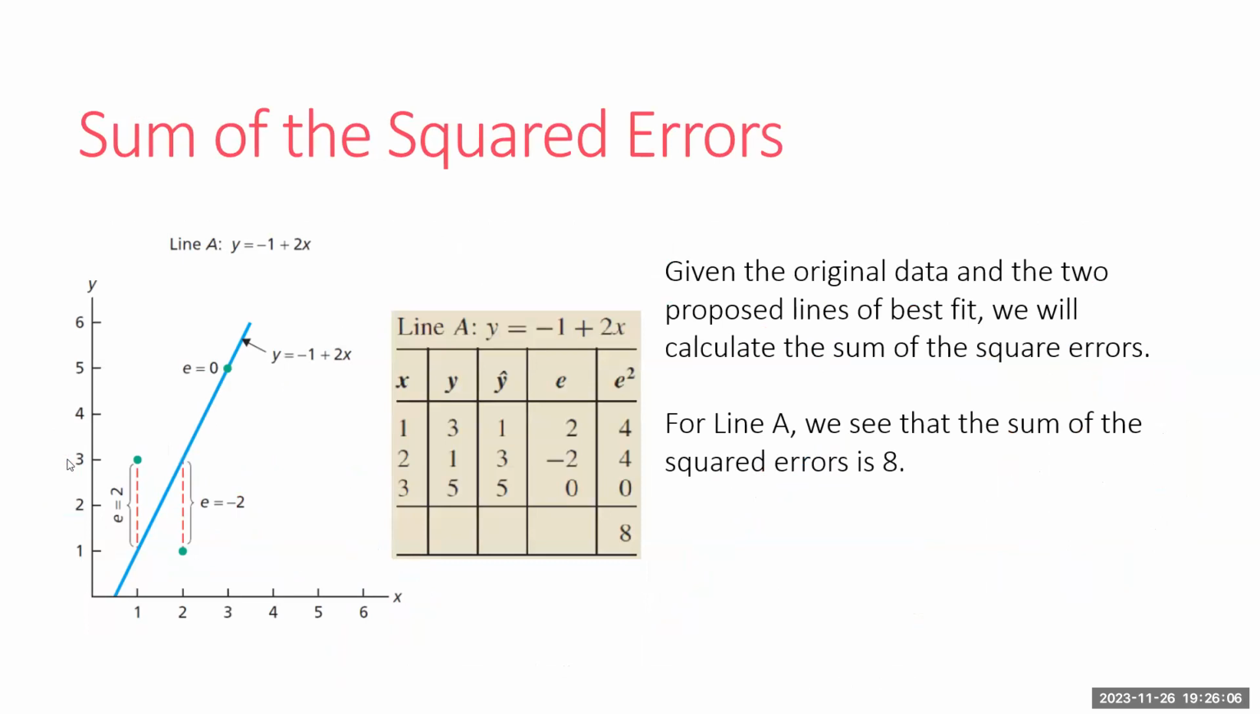So the next thing we need to do is take those errors and square them. So this is the last set. This is the first line that we did. If we square those errors, they should all come out positive. And we see the sum is 8. So what we're looking for ultimately is the sum of the squared errors. According to this, my sum of the squared errors is 8. So we're going to look at the sum of the squared errors for line B as well.